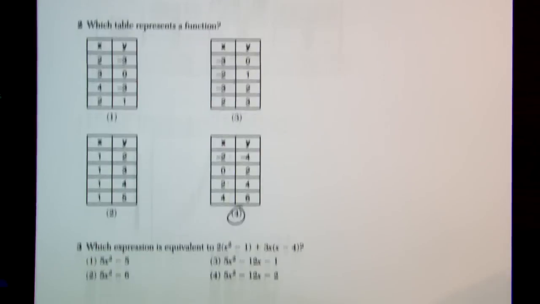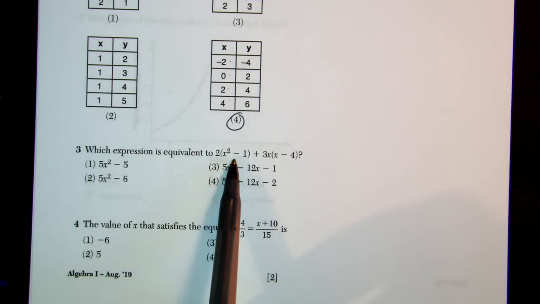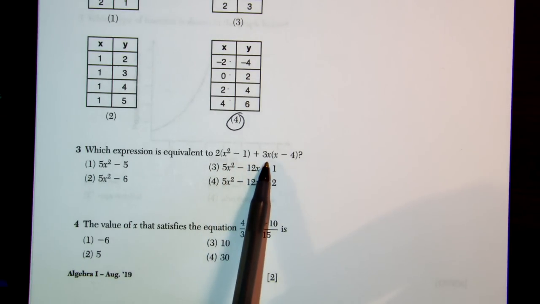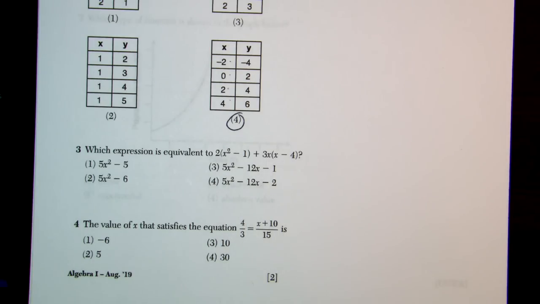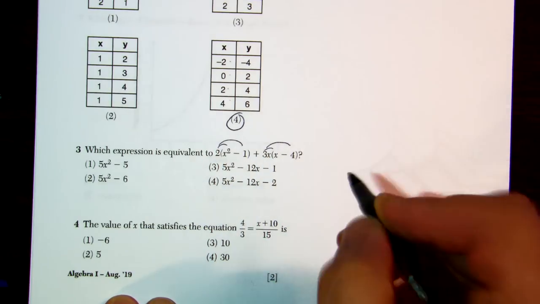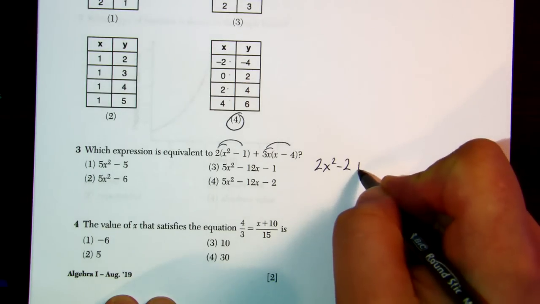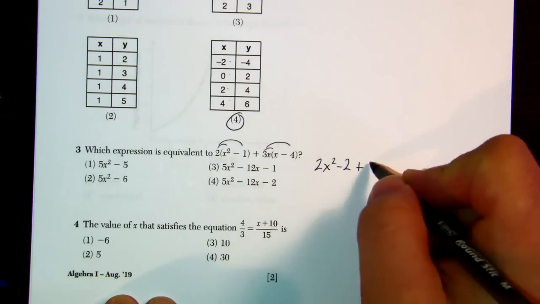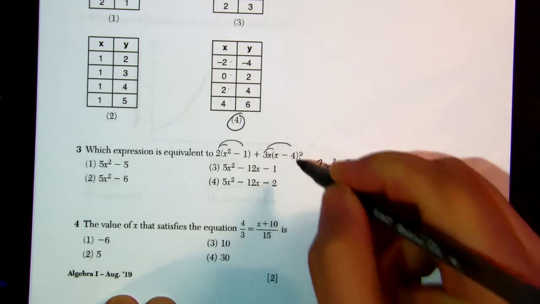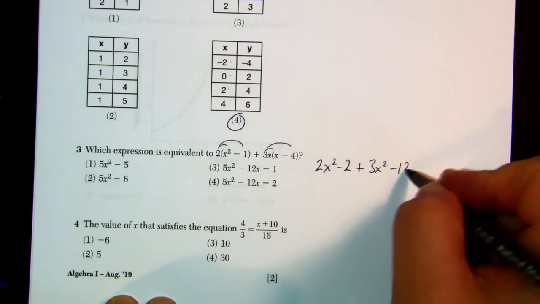Moving on, number 3. Which expression is equivalent to 2 times x squared minus 1 plus 3x times x minus 4? So in order to combine these, you got to start off by distributing. So we're going to distribute. And we get 2x squared minus 2. Plus 3x times x is 3x squared. And 3x times a minus 4 is going to be a minus 12.